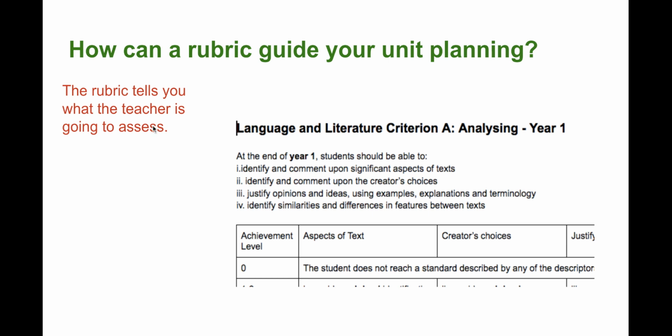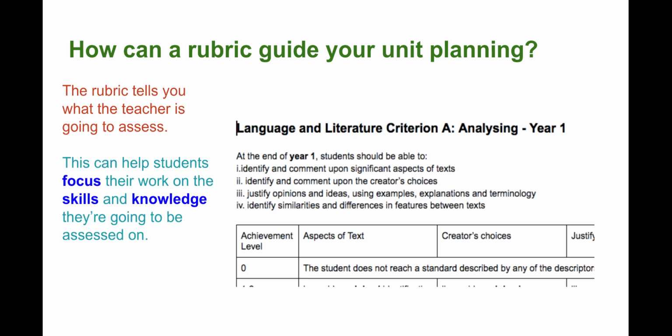So the rubric tells students, parents, and teachers, here's what I'm going to be assessing. This can help students focus their work on the skills and knowledge they're going to be assessed on. No more shooting in the dark, like I need to study for 12 hours because I don't know what's going to be on the test. Students know exactly how they're going to be assessed. They've practiced it and they've gotten practice feedback before they get to the summative.